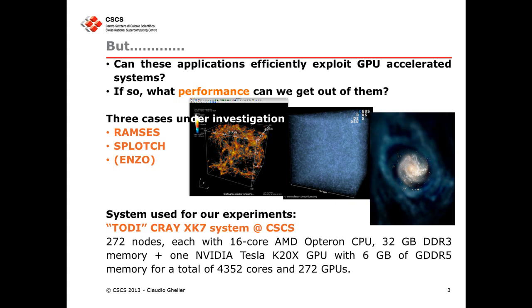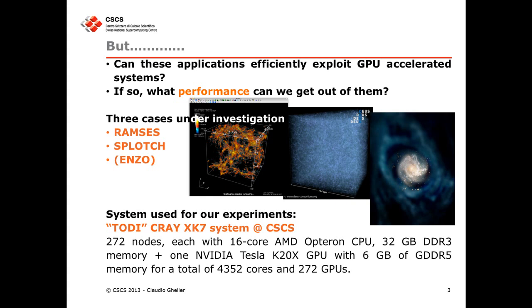So I personally investigated three different cases, three different codes: Ramses, a cosmological simulation code; Splotch, a visualization software; and also Enzo, another cosmological simulation tool. I will not talk about Enzo in this talk because it's the subject of the next talk, so you will have many more details about that from the next speaker.